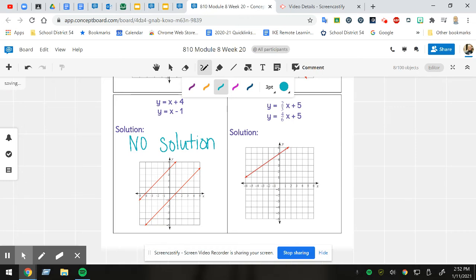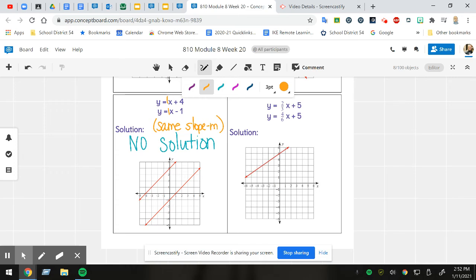Let's look closer at the equations. If you look at the equation, look at your m values. It just says x. Remember, that's an invisible 1. So if they have the same slope, or m value, they're going to be parallel and they're not going to have a solution. There's no solution.